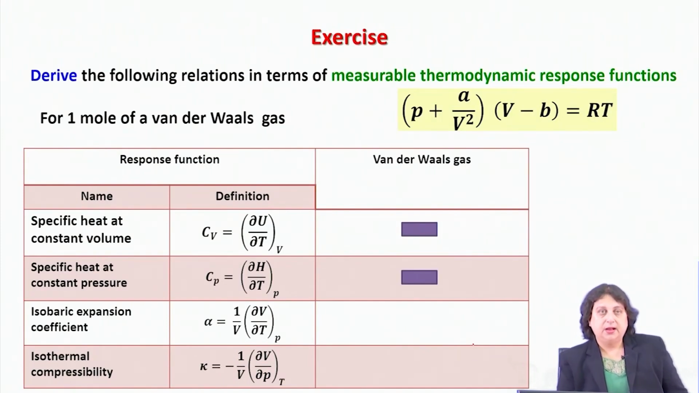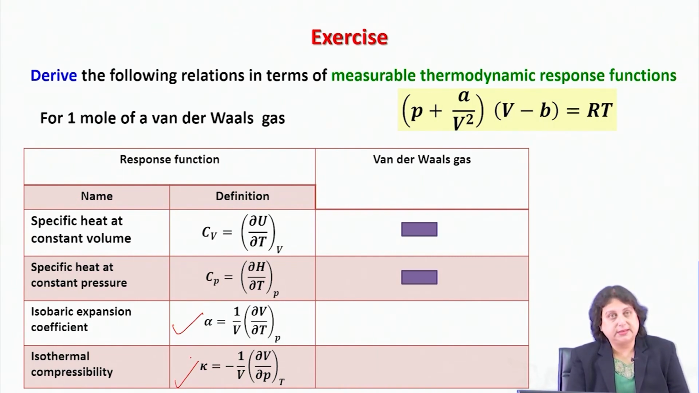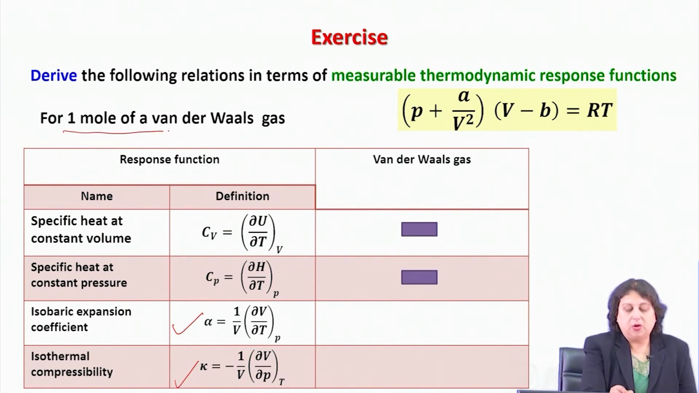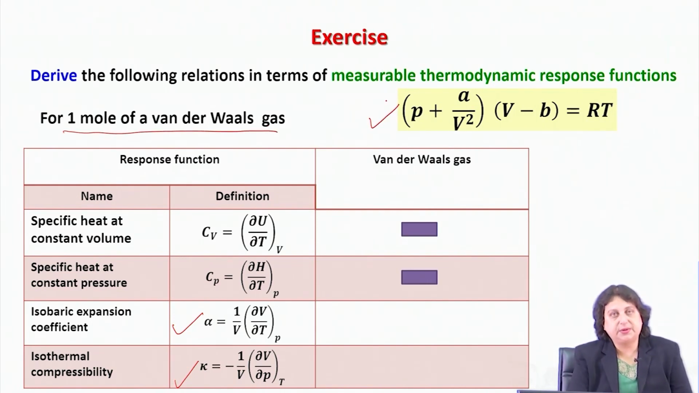And finally, I would like to mention that you can take this exercise of finding out alpha and kappa by knowing the equation of state of a real gas. So for example, if I have 1 mole of a van der Waals gas, its equation of state is given by this expression. So it gives you a functional relationship between pressure, volume and temperature of the gas.